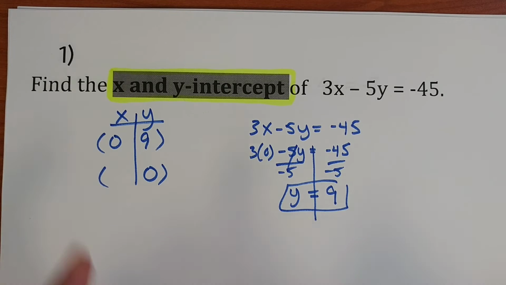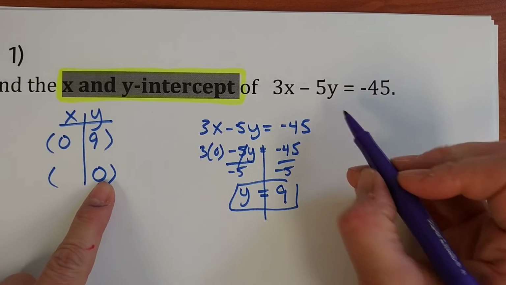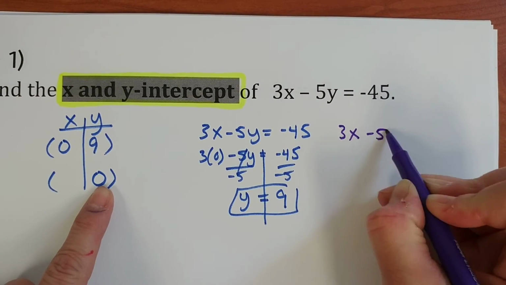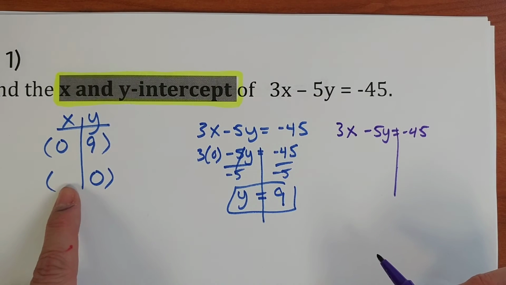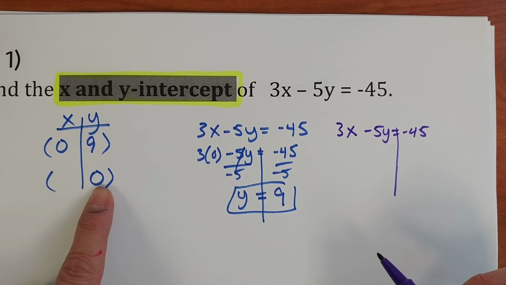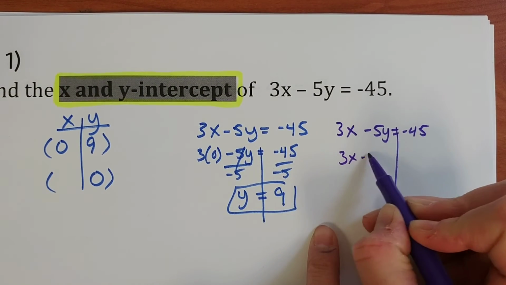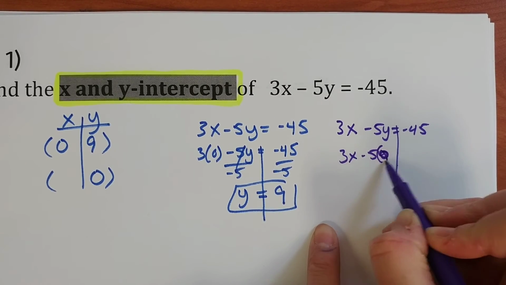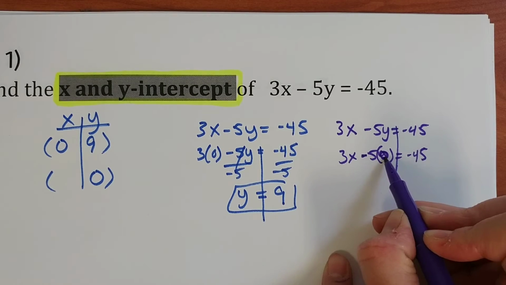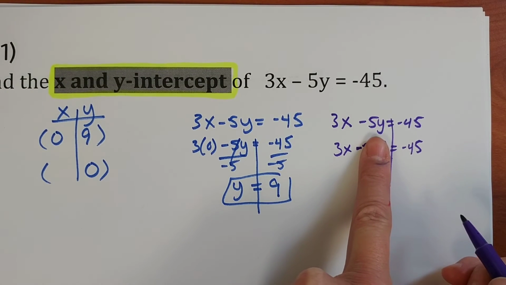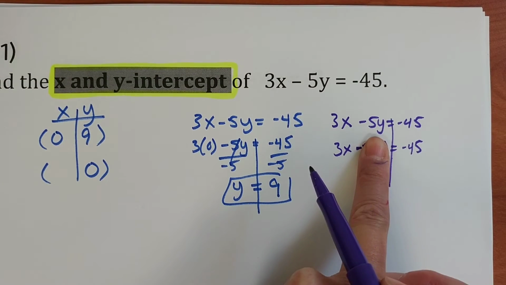And now let's find the x. Now with the x-intercept, I want to find the value of x and make y 0. So I'm going to use the same equation. This time I'm going to make the y-coordinate 0. So do you see here how this -5 times 0 would make 0? So if I cover it up, I then can maybe even do this in my head.